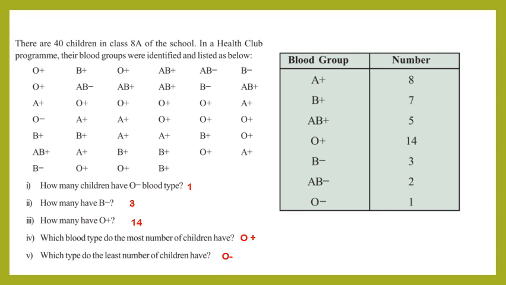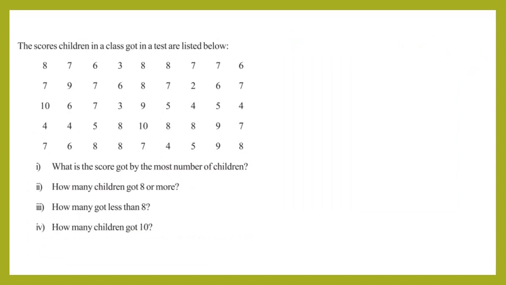When we arrange these in a table, it is easy to answer all the questions above just by looking at the table. The table shows how many times each number occurs. In a table of this kind, the number of occurrences is generally called frequency. And the table itself is called a frequency table. Now let us see another example. See this question. The scores children in a class got in a test are listed below.